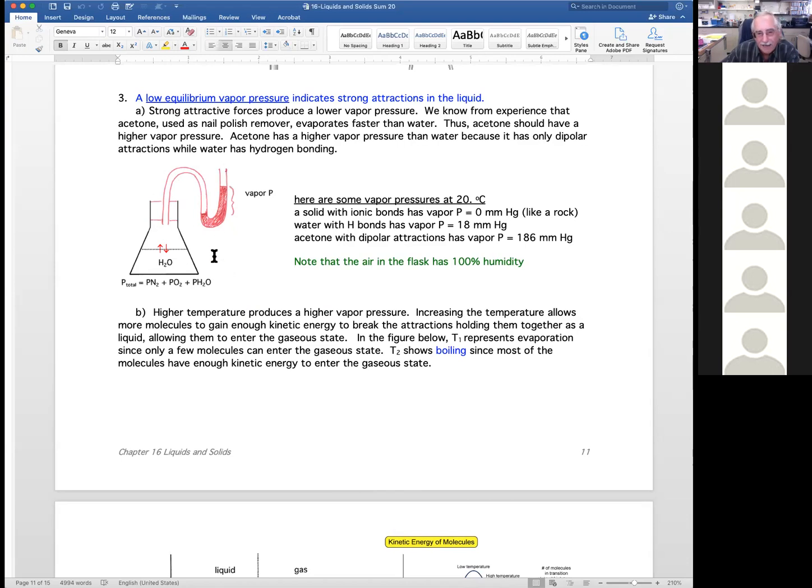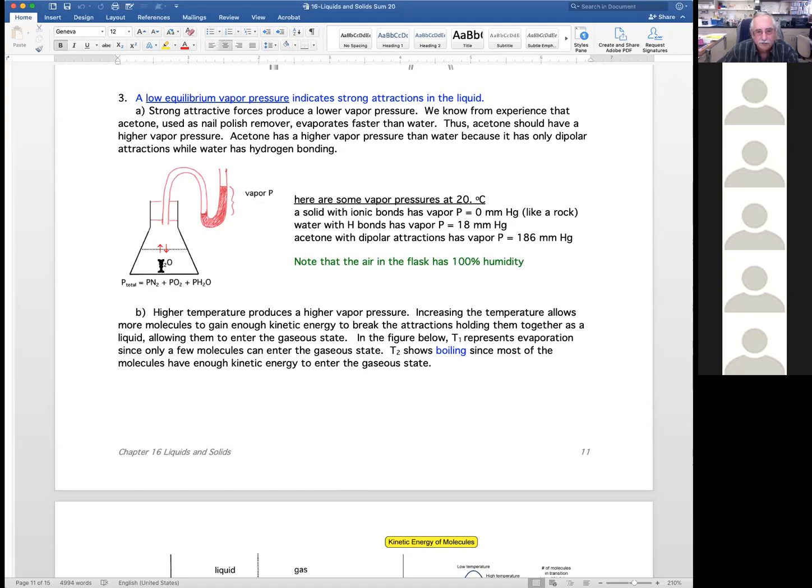Then I add water in here, and after a little bit, the water is going to start to evaporate. When it does that, besides the nitrogen and oxygen and whatever else in the air, it's adding a new gas, so the total pressure goes up. I'm pushing up here, which pushes the mercury down over here, and now I get a difference in mercury. That difference in millimeters of mercury is the vapor pressure. So the more vapor you have up here, the greater the vapor pressure.